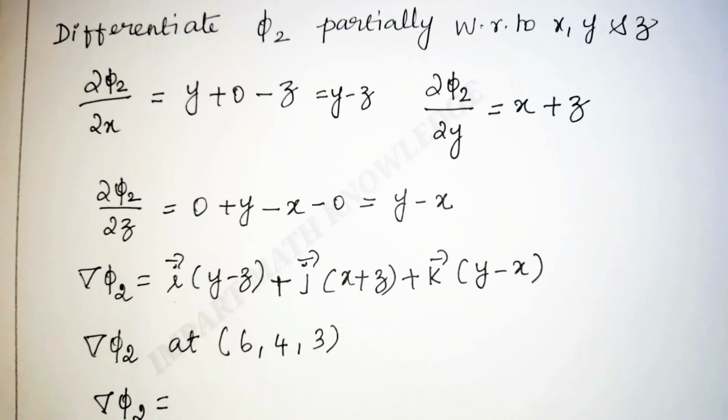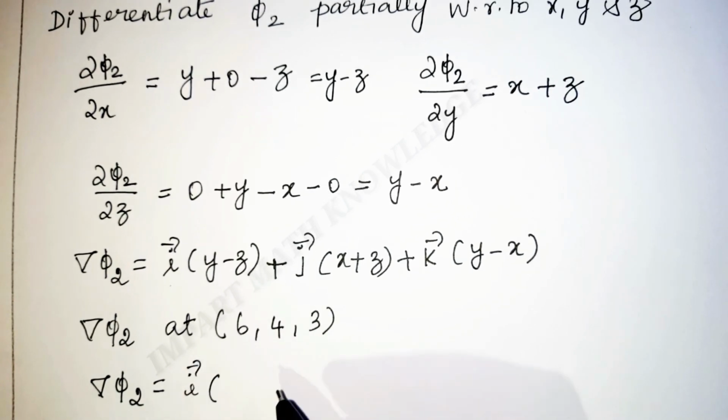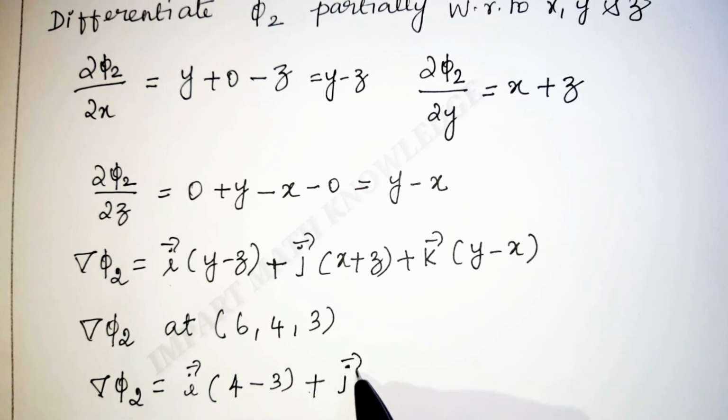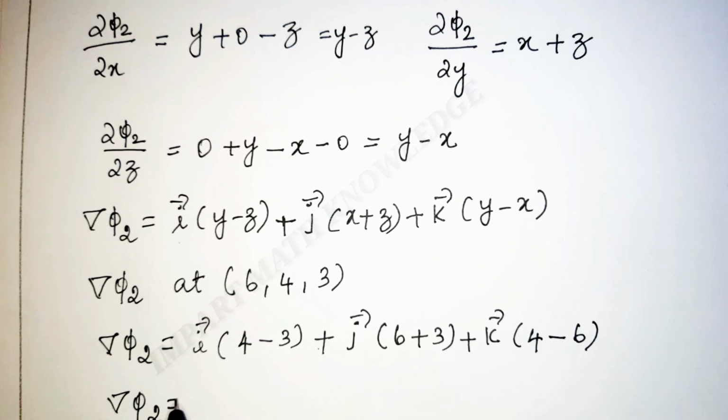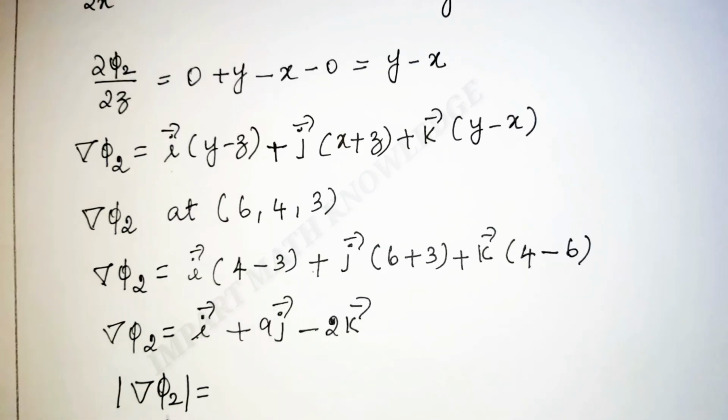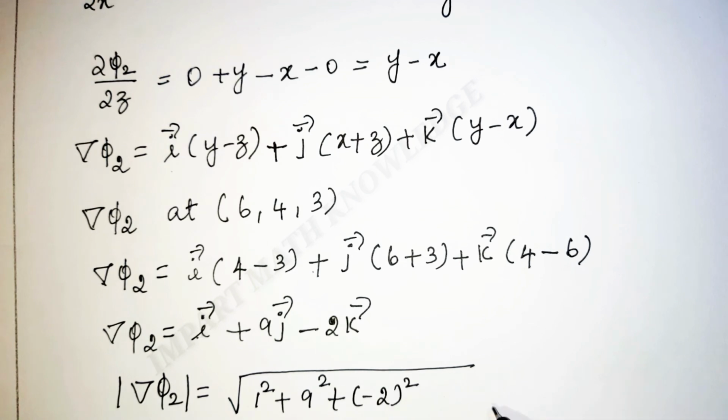Del pi 2 is equal to i vector (y value is 4, z value is 3) plus j vector (x value is 6, z value is 3) plus k vector (y value is 4, x value is 6). So del pi 2 is equal to i vector plus 9j vector minus 2k vector. Magnitude of del pi 2 is square root of 1 square plus 9 square plus minus 2 square. So the value is root 86.